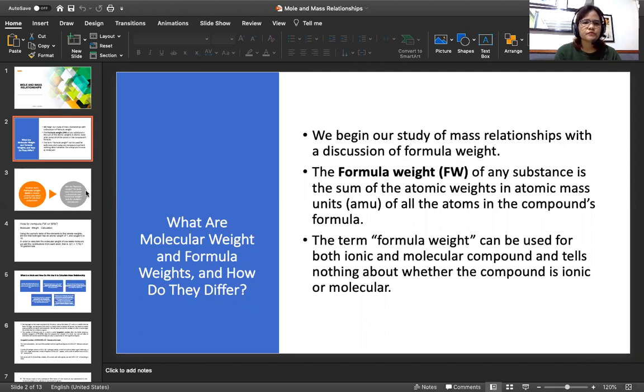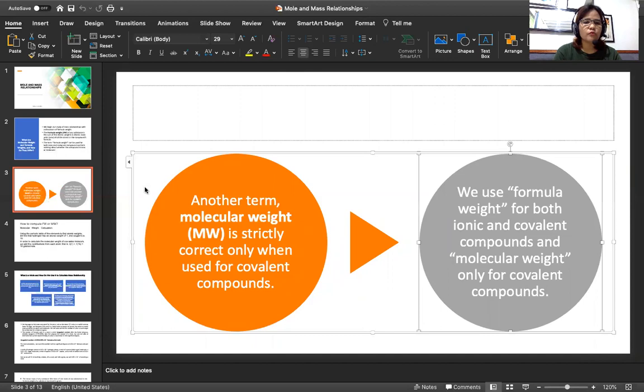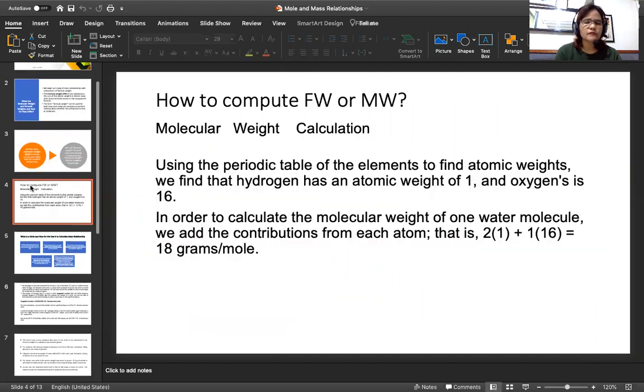So how is it different from molecular weight? When you say molecular weight, this is the term used for covalent compounds. Though such terms are just overlapping when used. So sometimes you can use molecular weight or formula weight. But to avoid confusion, let's stick with the word formula weight.